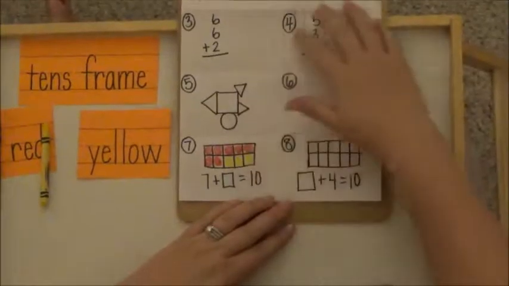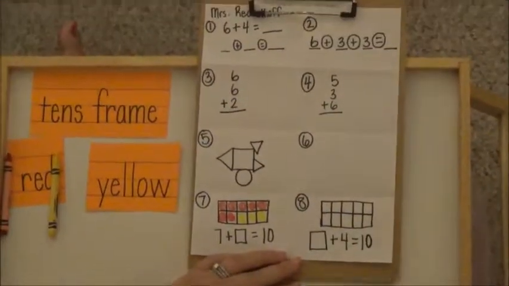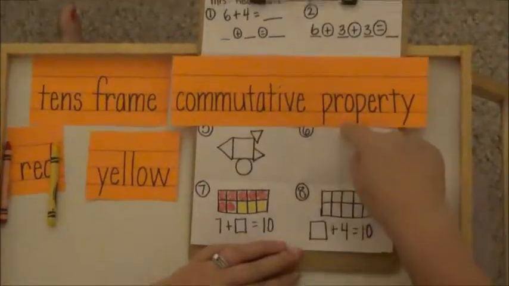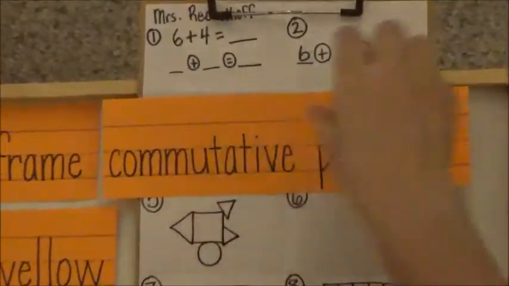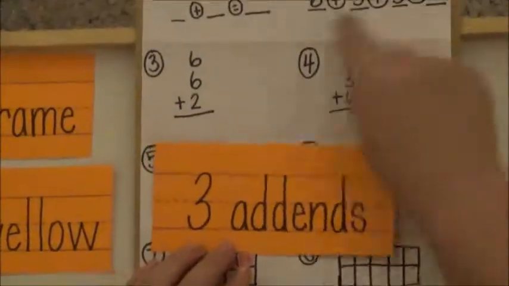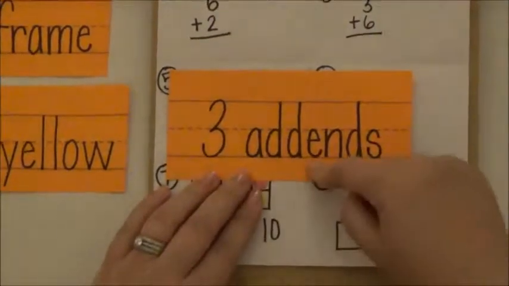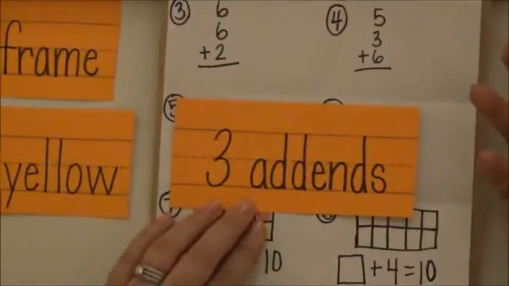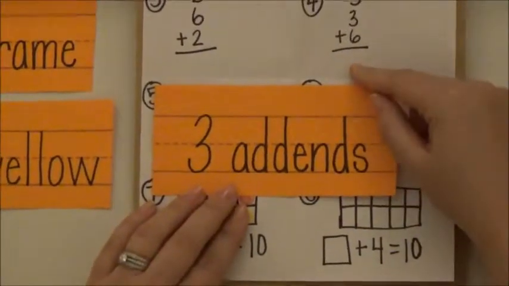Check over your work before you're ready to turn it in. Number 1, remember we used the commutative property and we added in 2 different ways. Number 2, number 3, and number 4, we were adding with 3 addends. We had different pieces of candy and we added all of them together to find the sum.